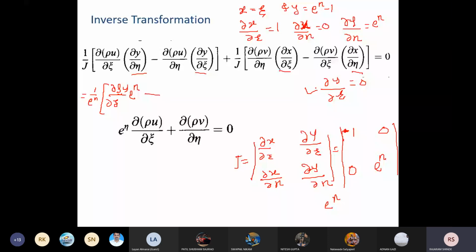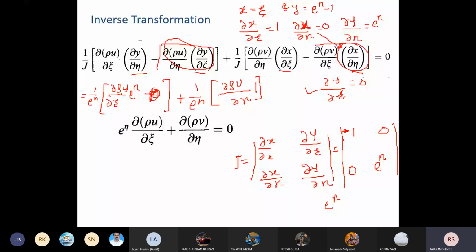Next, 1 upon j, again this is only one term here. Okay, now 1 upon j is 1 upon eta e raised to eta. Now inside the brackets dou rho phi by dou eta, and dou x by dou xi is 1. Now we will get dou rho phi by dou eta into 1. Now next term is dx by d eta. Now this derivative, you can see here, this term is 0, so you will get this term also 0. Now you will get only one term. This is equal to 0 according to the continuity equation.